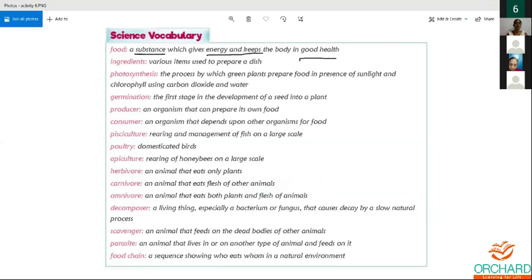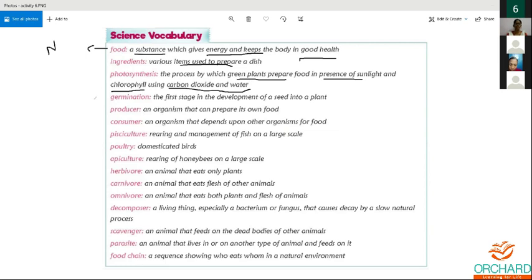So when you talk about food, the food substances have energy. How is this energy coming? It is coming from nutrition. So that's the first thing. And ingredients is nothing but various items which are used to prepare a dish. So that is called ingredients. And photosynthesis is nothing but the process by which green plants prepare food in the presence of sunlight and chlorophyll, using carbon dioxide and water. So these are some of the requirements for photosynthesis.